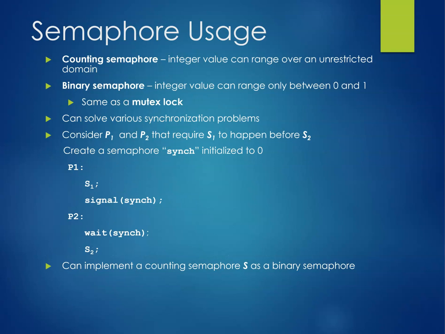So there are two types that we pretty much deal with. Counting semaphores: the integer value can range over an unrestricted domain. Then there's binary semaphores. It's basically the same as a mutex lock. And we can solve various synchronization problems. Consider P1 and P2 that require S1 to happen before S2. We can create a semaphore sync initialized to 0.